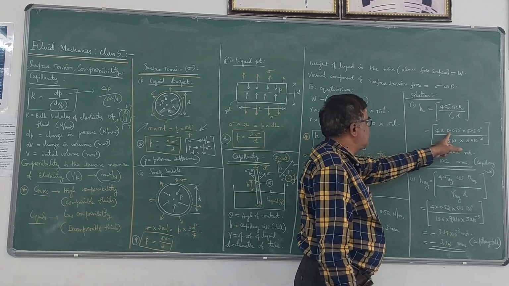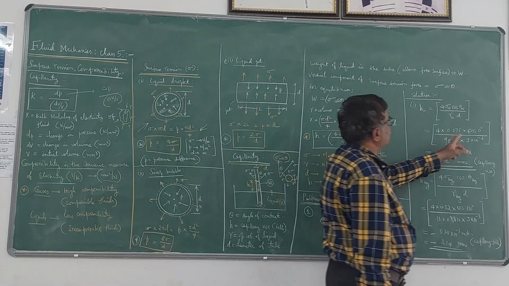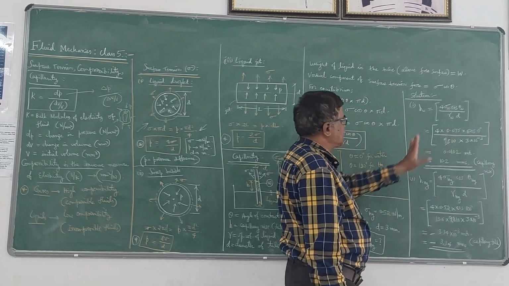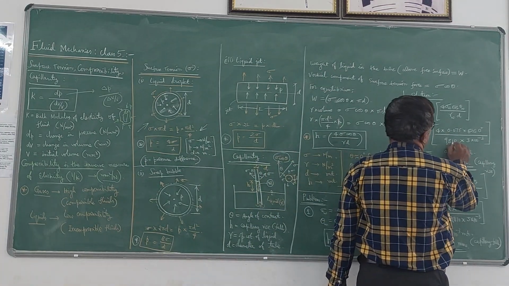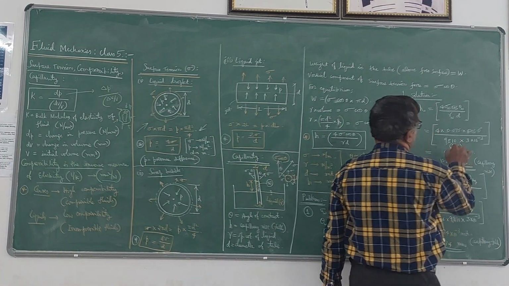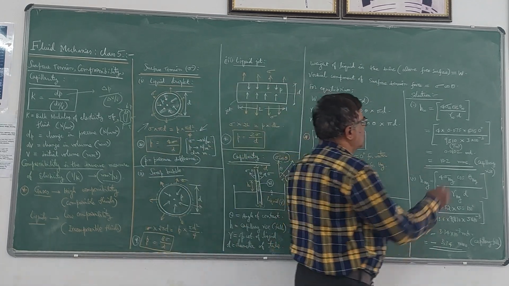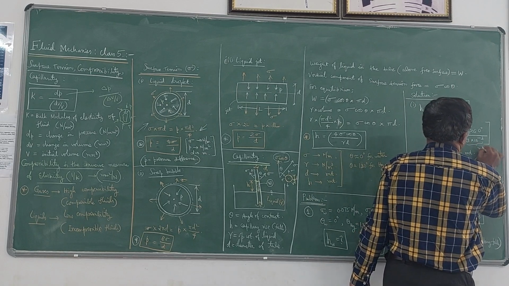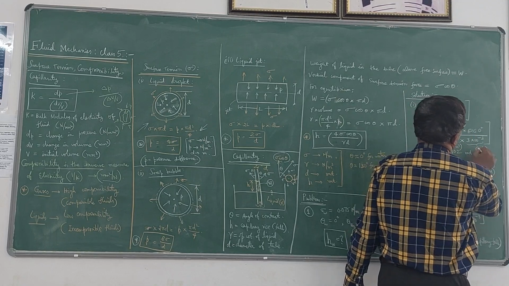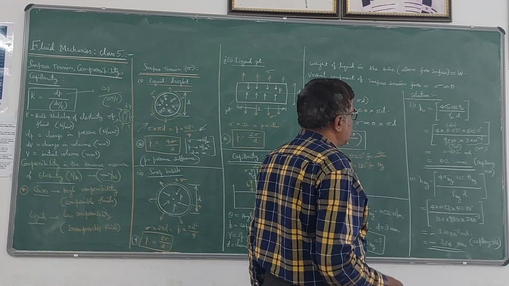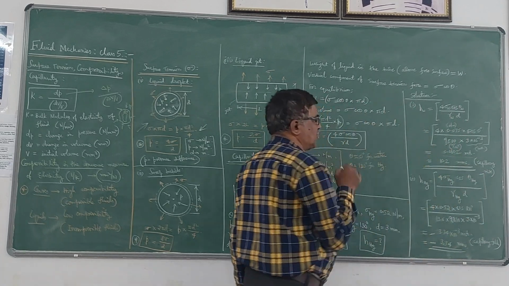So 4 into sigma W has given 0.075 Newton per meter. It is in SI units, no need to convert. Into cos theta, theta W has given 0 degree. Gamma W you should know 9810 Newton per meter cube. Even if they don't give, you should know this, you have to substitute into diameter of the tube is 3 mm, convert it into meters, 3 into 10 power minus 3 meter. So this is in Newton per meter, this is in Newton per meter cube, this is in meter. So if you simplify that, you are going to get the answer in terms of meter only. Later on multiply that by 1000, you will get in millimeters.